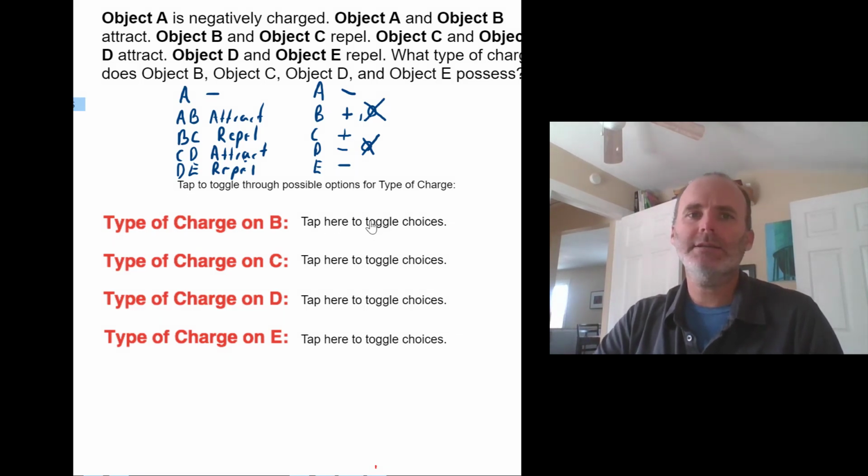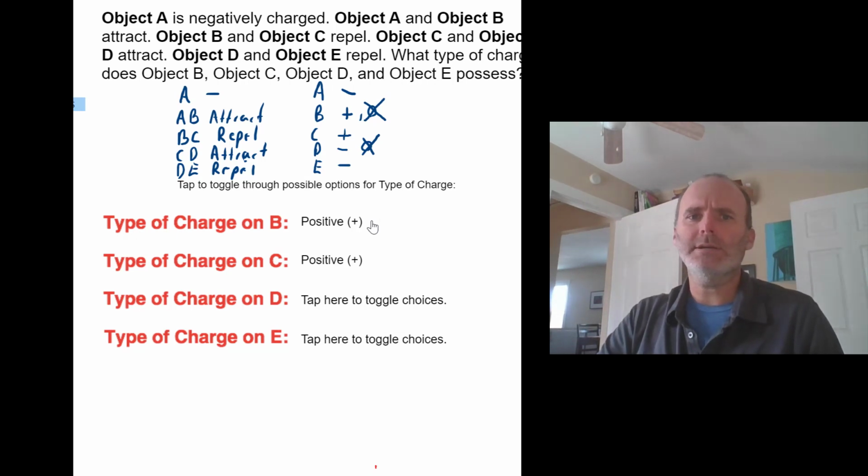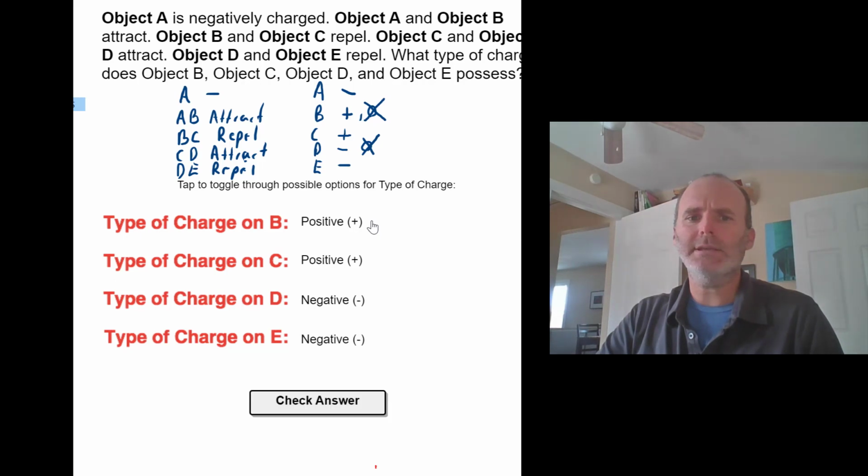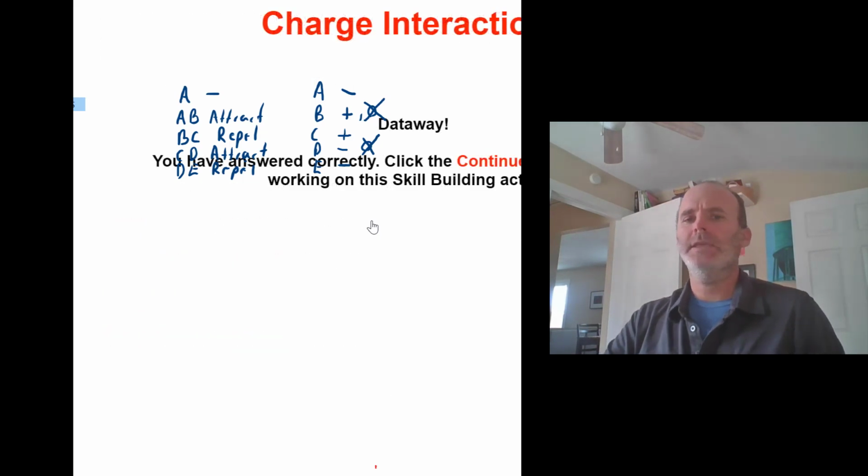So A is negative. B is positive. C is positive. D is negative. And E is negative. All right, so there we go.